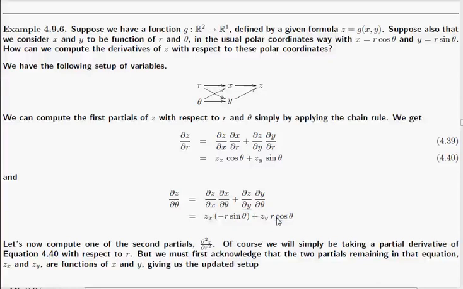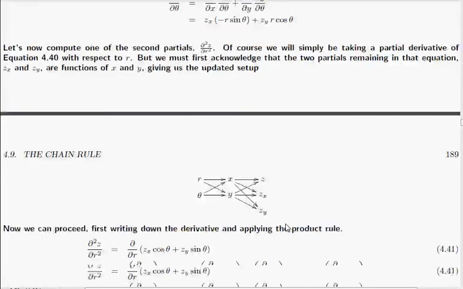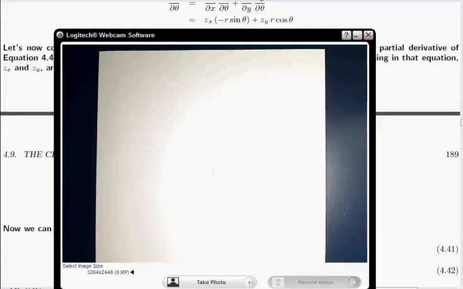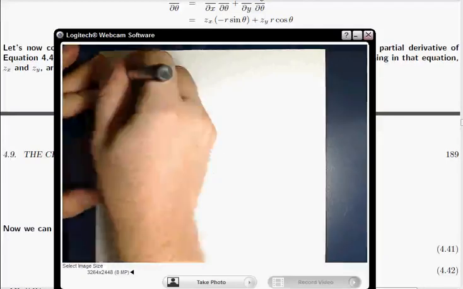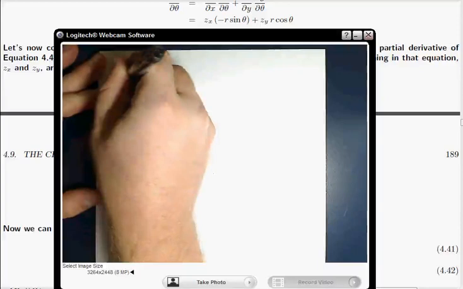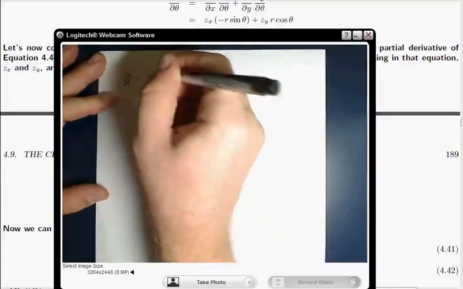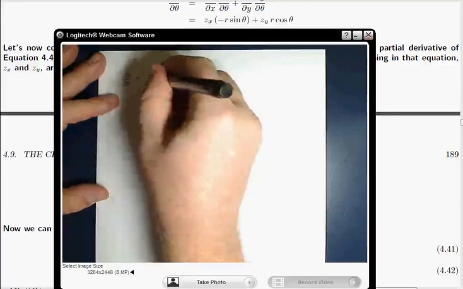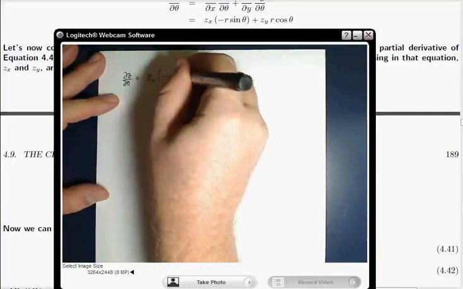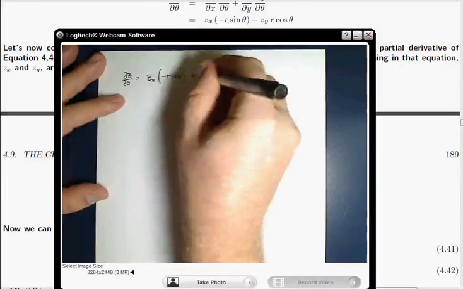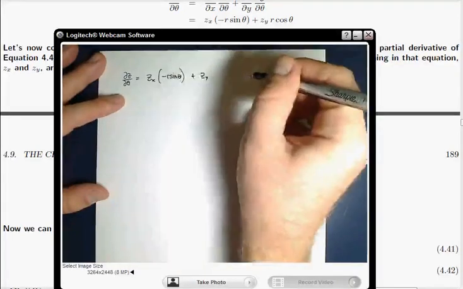Okay. All right. Now you do have to be a little bit careful with this. Let's see here. By the way, let me copy that down here. So the first partial of z with respect to theta is zx times negative r sine theta plus zy times r cosine theta.